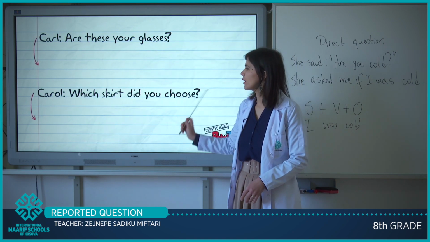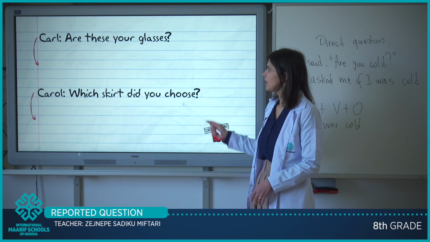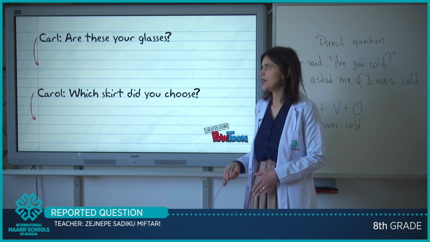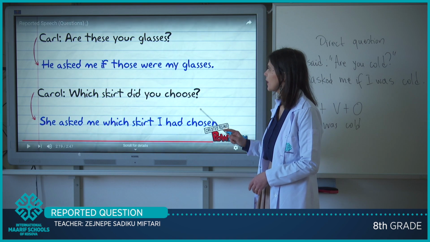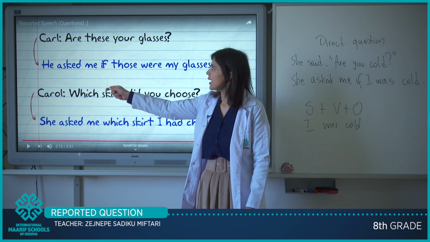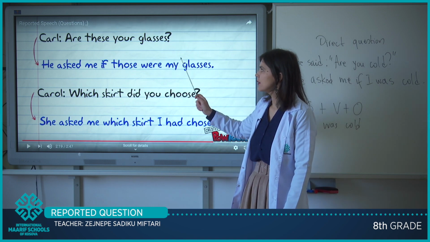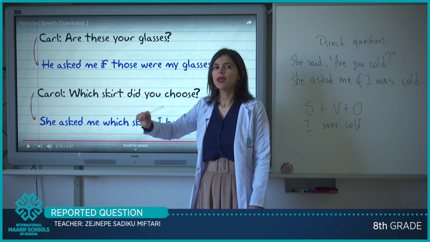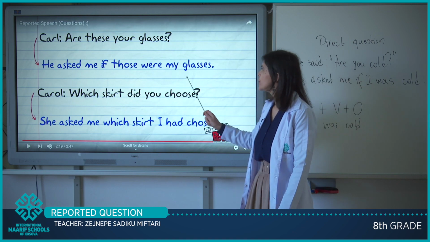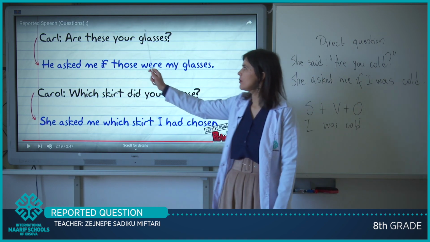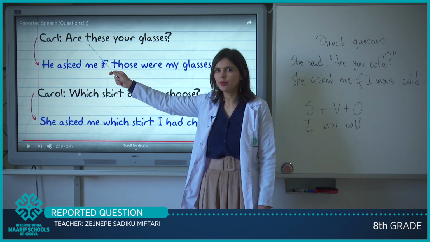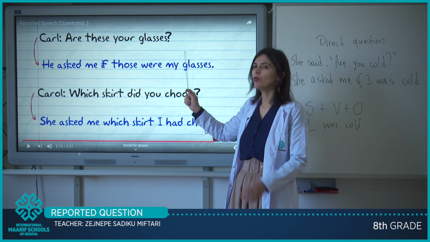Here we have the direct questions and we are going to form the reported questions from these. So, the direct question is, Carl is asking, "Are these your glasses?" The verb is in present. "He asked me if those were my glasses." If the verb here is "are" and is in present simple, here the verb should be "were" and is in the past simple.